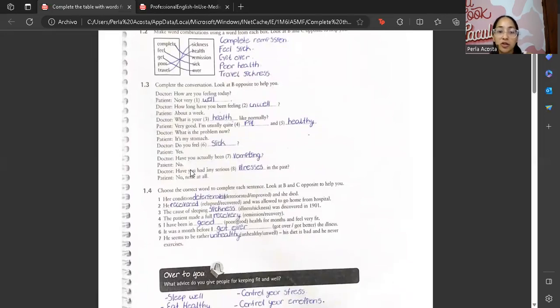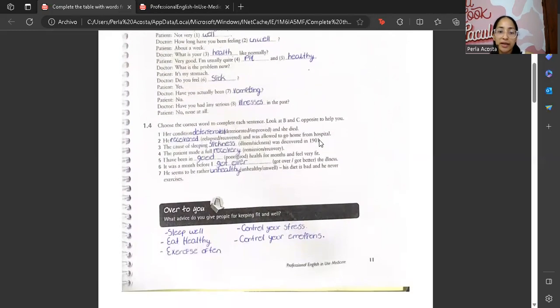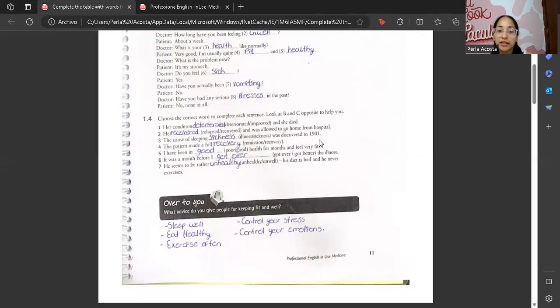Okay, this is a conversation. Doctor and patient. The doctor says, how are you feeling today? Not very well. How long have you been feeling unwell? About a week, says the patient. The doctor asks again, what is your health like normally? Very good, and usually quite fit and healthy. The doctor asks again, what is the problem now? It's my stomach. Do you feel sick? Yes. Have you actually been vomiting? No. Have you had any serious illnesses in the past? No, not at all. Okay, the other exercise is choose the correct word to complete each sentence.